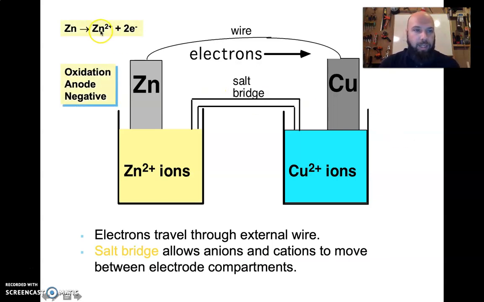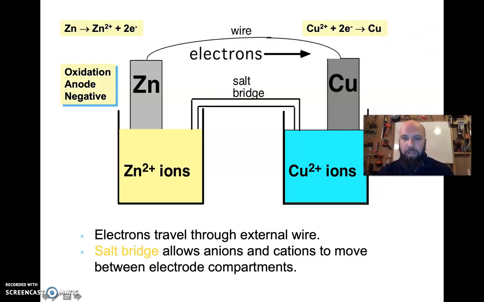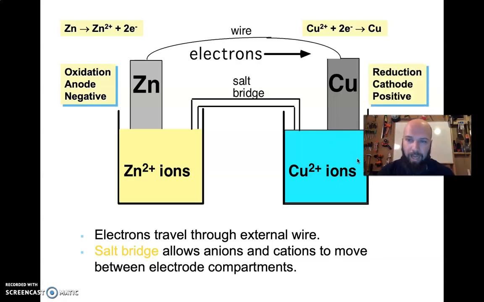So the zinc, as I mentioned, was going from solid to ions and producing electrons. Thus, the oxidation occurs at the anode, and that becomes the negative electrode. On the other hand, the copper here is gaining the electrons and becoming solid copper, and thus the reduction occurs at the cathode and is positive. And that is always the case. The reduction will always occur at the cathode, and the oxidation will always occur at the anode.